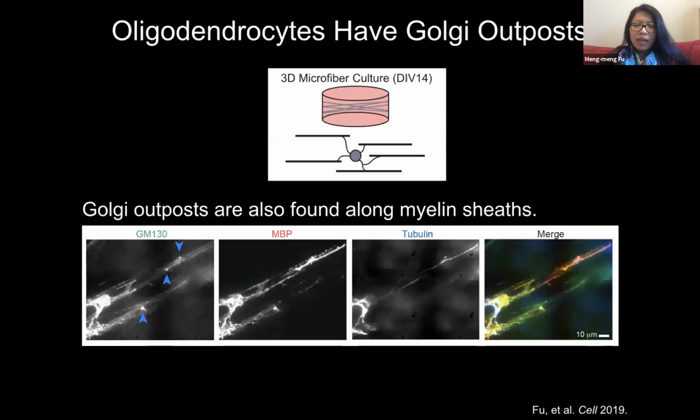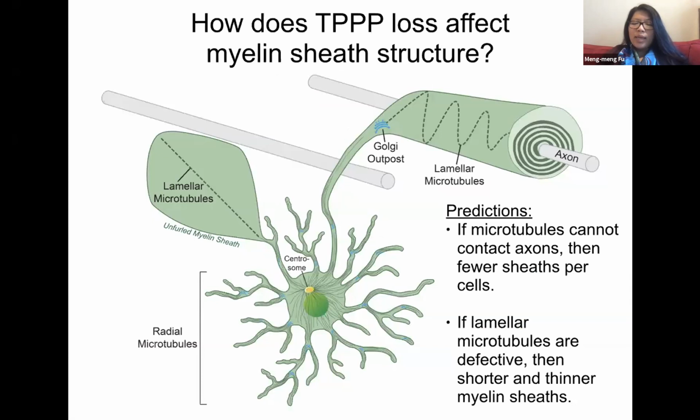And interestingly, if we then look in a 3D culture system, so now culturing these cells for 2 weeks, they now begin to make nascent myelin sheaths that are positive for MBP. And along these sheath structures, we also see GM130, so the Golgi outposts, and tubulin. So looking at these structures, we can then ask what is happening along these lamellar microtubules. And so a prediction would be that if the microtubules are defective in contacting axons, then we would expect to see fewer sheaths per cell. So they're not ever reaching the axons, and so therefore we would not see a fully grown sheath structure.